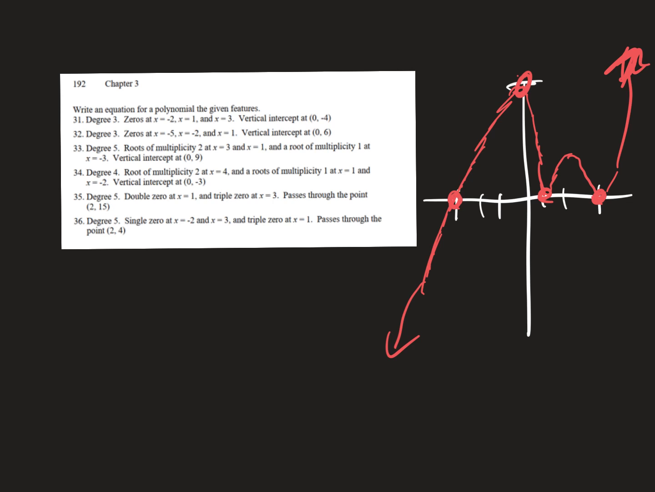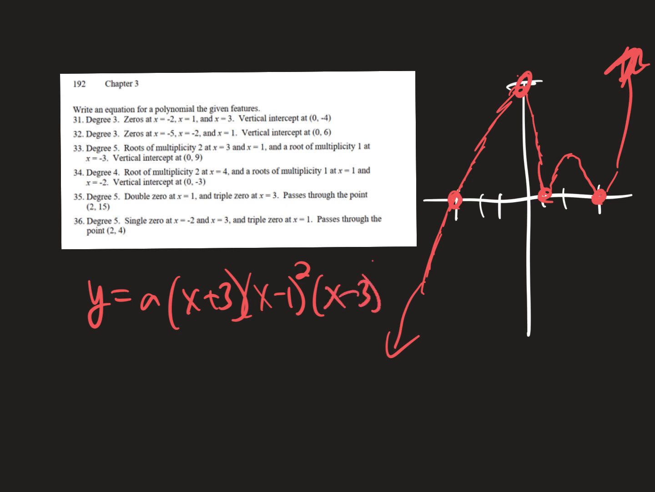So we know the leading coefficient is going to be positive. It's not reflected. So I think we're good to go. This is not going to be too bad. So y equals some coefficient times x plus 3 times x minus 1 squared, because it has to bounce. It has to have multiplicity 2, and x minus 3 bouncing at positive 3 also because of multiplicity 2, right? Multiplicity 2.